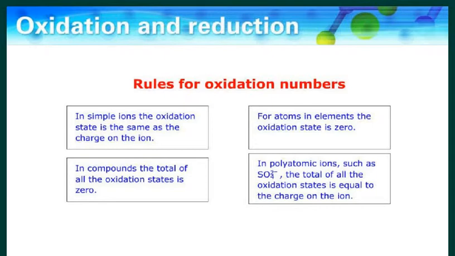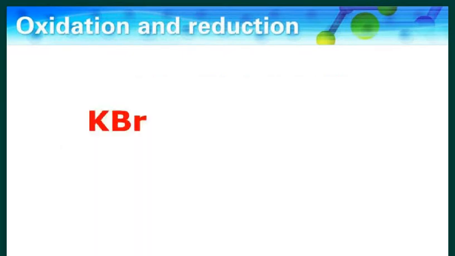In this case, the total of all oxidation states is not going to be 0 like in a normal compound, but the total will have to add up. The final result must be the charge on the ion. How does this apply to a normal compound, the ones we have seen, like for example potassium bromide, like this one?